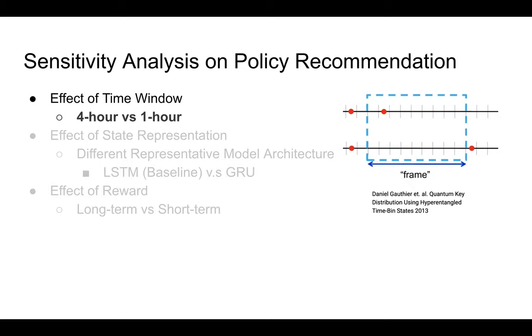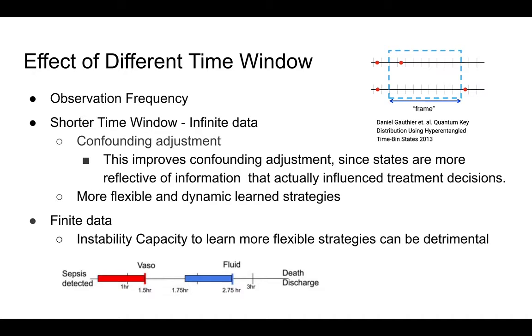First, we are interested in the effect of different time windows. By different time window, I mean the observation frequency within the patient trajectory. Theoretically, with infinite data, it is preferable to use a shorter time window because it would improve confounding adjustment and allow the agent to learn more flexible and dynamic strategies. But in reality, we only have finite data, so this ability might be detrimental.